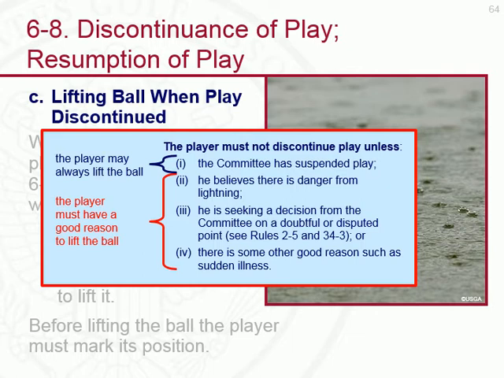So you can see a nice little chart here. You're going to have on the left when the player may always lift the ball and when the player must have good reason to lift the ball. And again, we're going to get back into when a player must not discontinue play. Must not discontinue play unless, in the first case, the committee has suspended play. So if the committee has suspended play, the player may always lift the ball, and if he does so, the ball must be marked prior to the lifting. Those other three situations that we talked about before, believes there's danger from lightning or seeking a decision, or there's some other good reason such as sudden illness, the player must have good reason to lift the ball at the time.